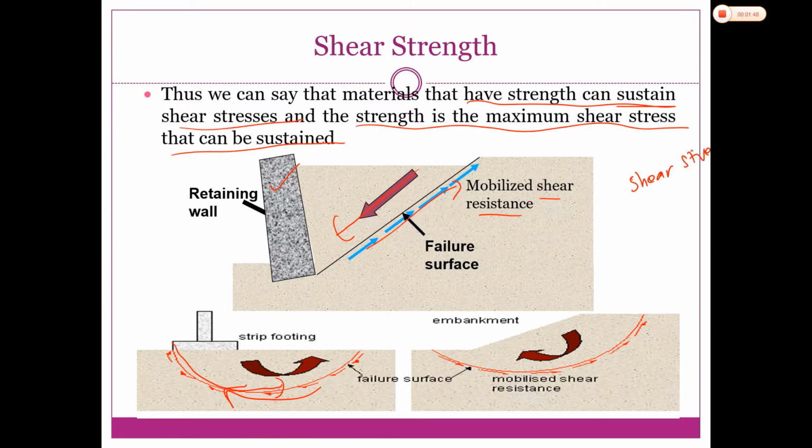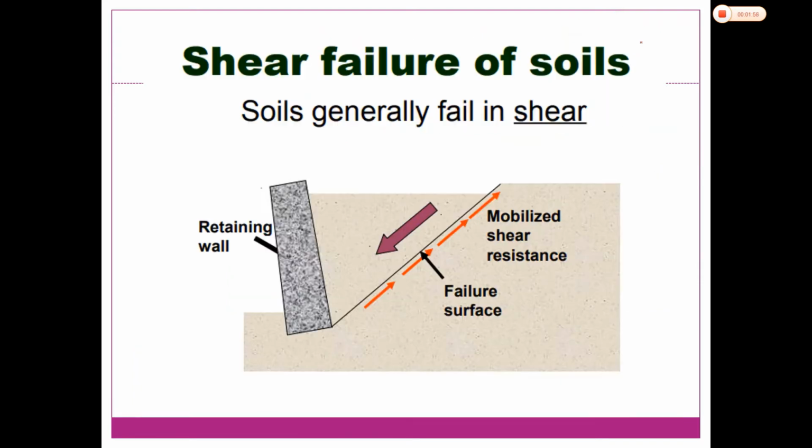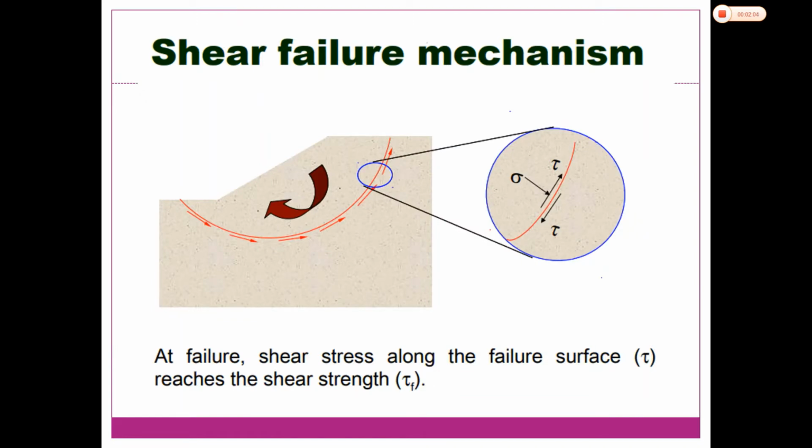But then, what is the shear strength? Shear strength is the maximum shear stress. So soil generally fails in shear. This is the shear failure mechanism. Tau is the shear stress and the movement is sliding against each other. And this is the normal stress. So at failure, the shear stress along the failure surface reaches the shear strength.